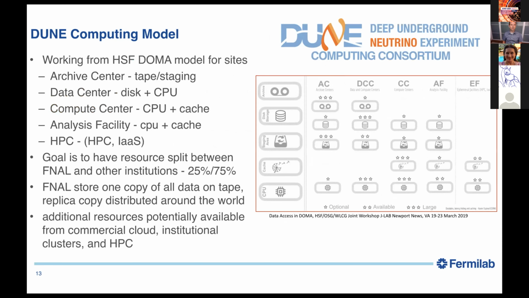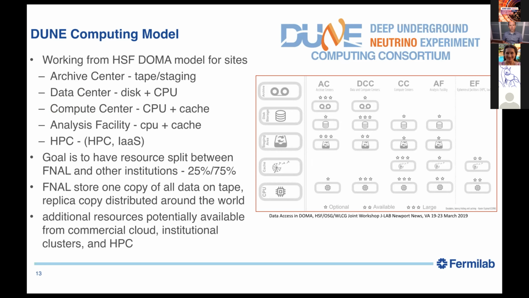So we are working from the HSF DOMA model for our sites. The idea is that we have 5 different types of sites. We have an archive center where we do tape storage and staging. We have a data center with disk and CPU, a compute center, which is just CPU and a small amount of cache, an analysis facility, which is again CPU and cache, and then potentially utilization of what are referred to as ephemeral facilities, which I think of as HPC and inference as a service, things out on the cloud.